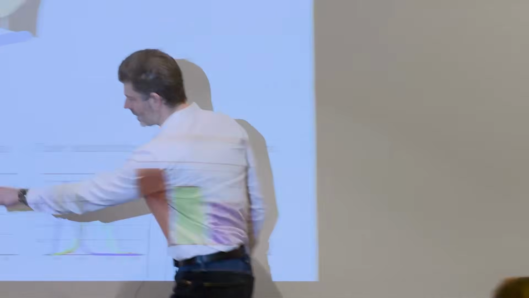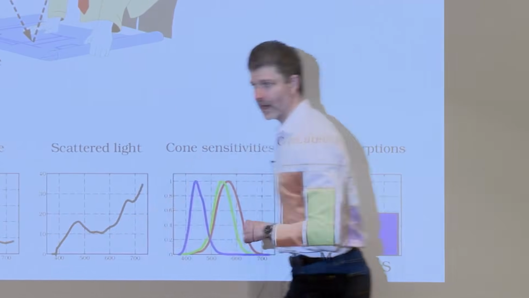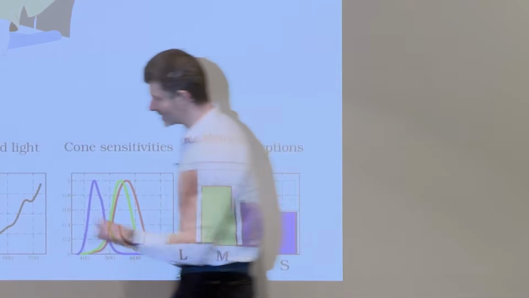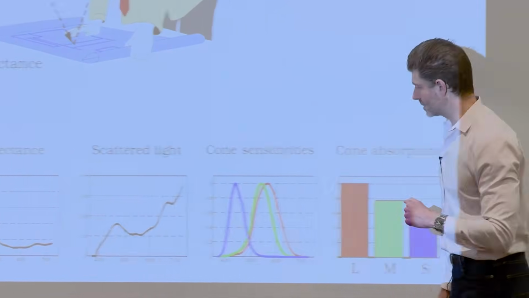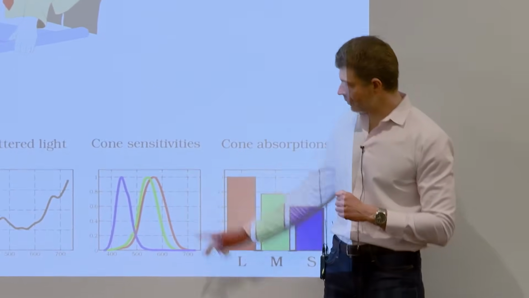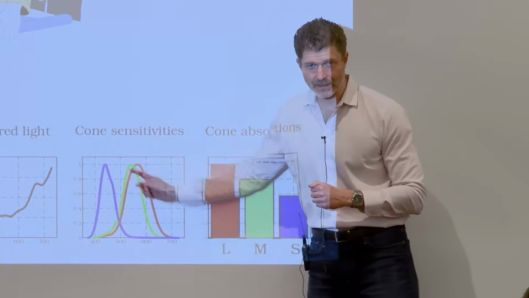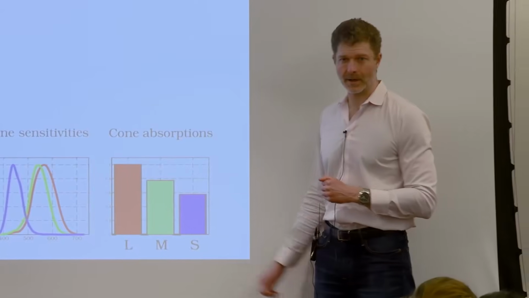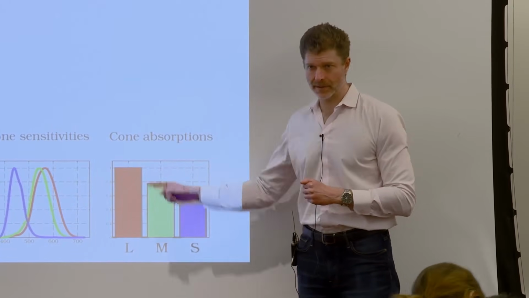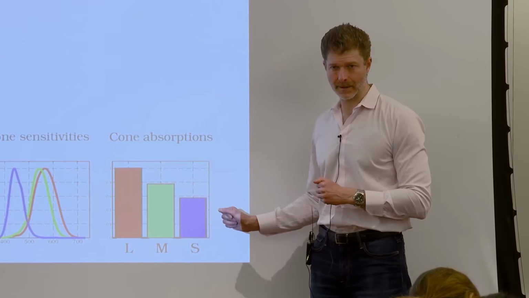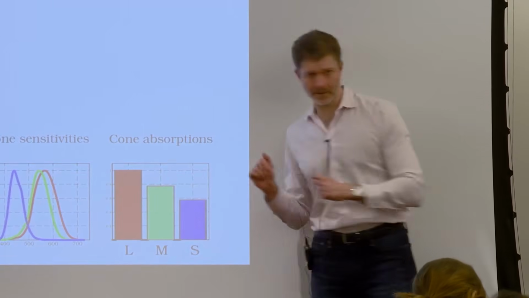We've got this infinite dimensional thing coming into the eye, the spectrum of the scattered light, that's caused by these two things in the world, the illumination and the reflectance. That produces three responses in each of the three cones, and your percept of color has to be derived from these three numbers across the entire image. What questions do you have about that?